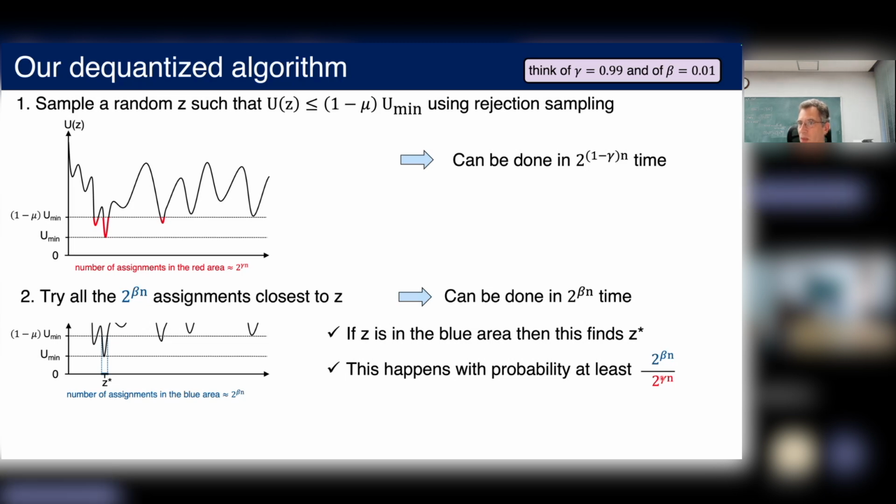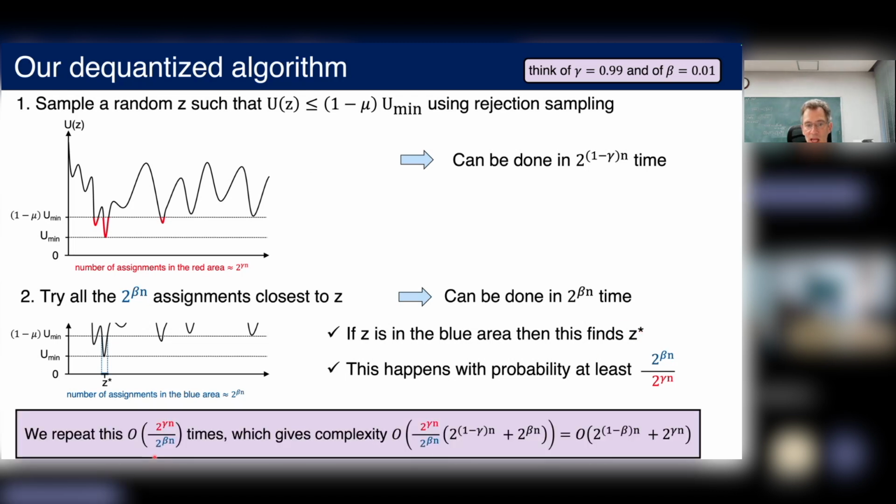And then you repeat the whole process, step 1 and step 2, until you find this Z star. And the total complexity, so you need to repeat this number of times, so the inverse of this fraction. And the total complexity is the number of iterations multiplied by the time for each iteration, which is this plus this. And if you do the math, you get this inequality, this equality.